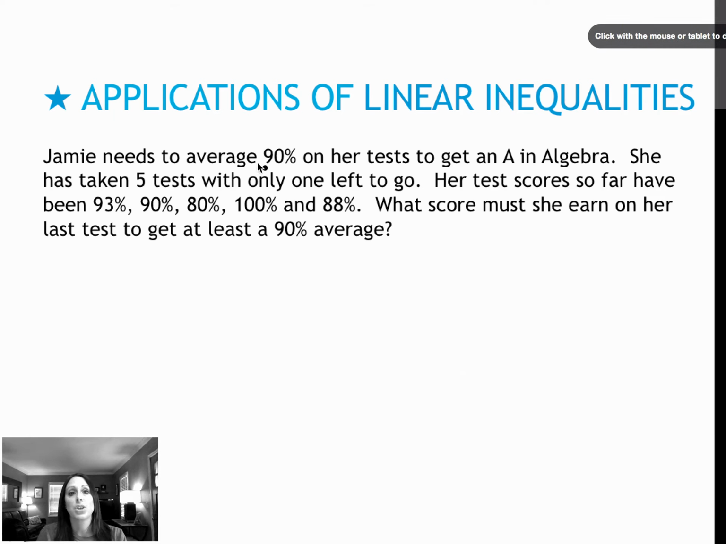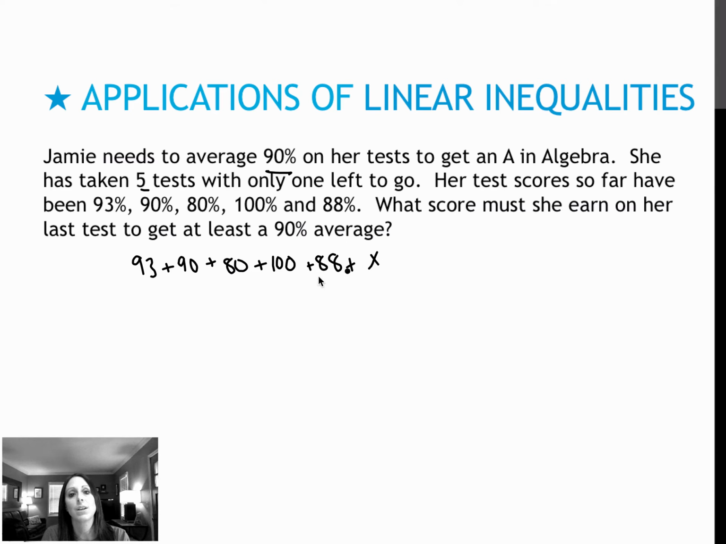This one is an averaging question again. We're still looking for that 90%, which is our A. In this case, we have 5 tests with 1 left to go, which means 6 tests total. Same idea though. So I'm going to take 93 plus 90 plus 80 plus 100 plus 88 plus that last test that I don't know. I'm going to divide it by 6 this time because there's 6 tests total, 5 plus the 1 left. And it has to be at least 90, which means it could be greater than 90, that's even better, but at least 90 to get my A.